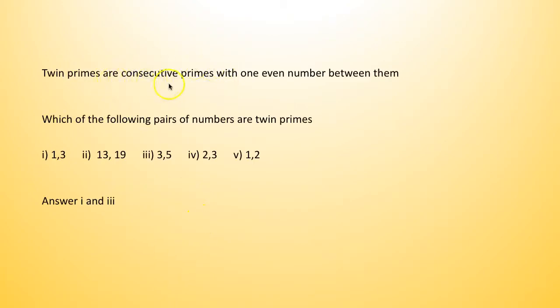Now twin primes are consecutive primes with one even number between them. Which of the following pairs of numbers are twin primes? 1 and 3. 1 and 3 has a prime, even prime 2 between them. 3, 5 also has one even number between them. So 1, 3 and 3, 5 are the answers.